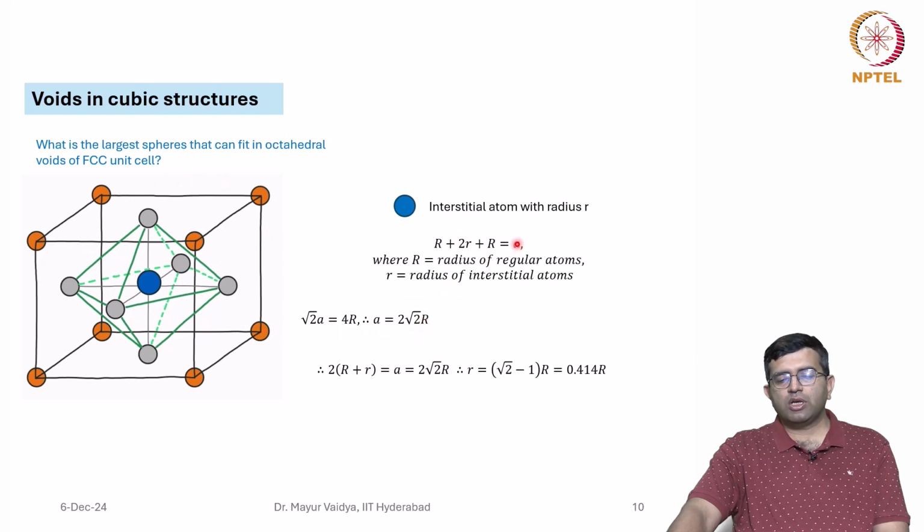Now, if you put a is equal to 2 root 2 R here, what you end up with is that small r, which is the radius of the interstitial atoms, is equal to root 2 minus 1 into R, that is equal to 0.414 R. So, the largest interstitial atom that can fit in the octahedral void of the FCC unit cell should have a radius of 0.414 R. However, remember that it is still possible that a larger interstitial atom sits here, but then it will cause distortion in the lattice.